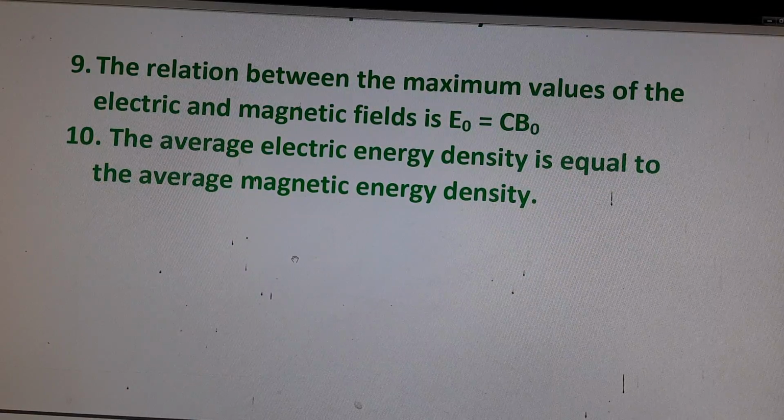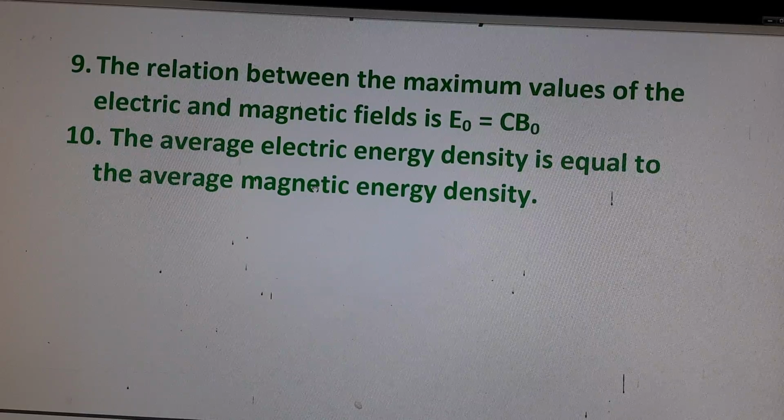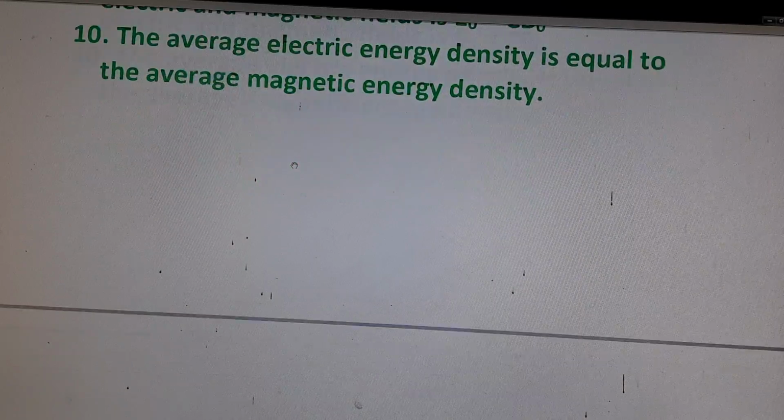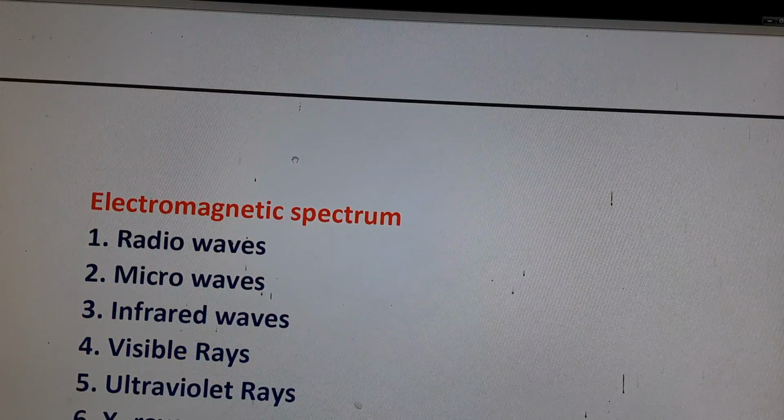Then the last one: the average electric energy density is equal to the average magnetic field energy density. So the energy of the electric field is equal to the energy of the magnetic field with respect to their energy density. Next one is the electromagnetic spectrum.